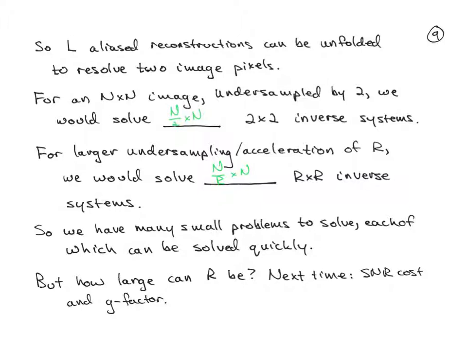But the question is, how large can capital R be? That is the acceleration factor, or it's also equal to the number of voxels that are aliased on top of each other. So in the next lecture, we're going to talk about the SNR cost of parallel imaging, which is quantified in terms of what's called G factor.